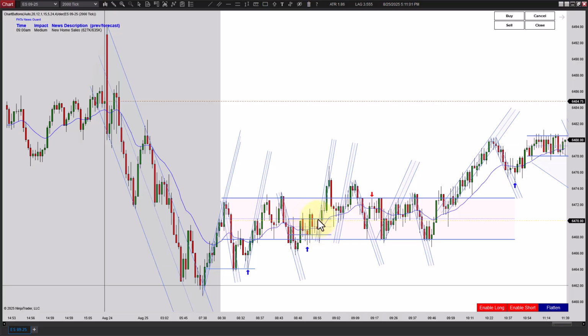By the time it comes back, it's pretty obvious that, hey, there's a range here. So I don't think you can take that one. It ends up working, but you don't want to go long into that resistance when you had 3 bars in a row that are inside bars that could not break higher. Turns out it doesn't matter, but you don't know that in advance.